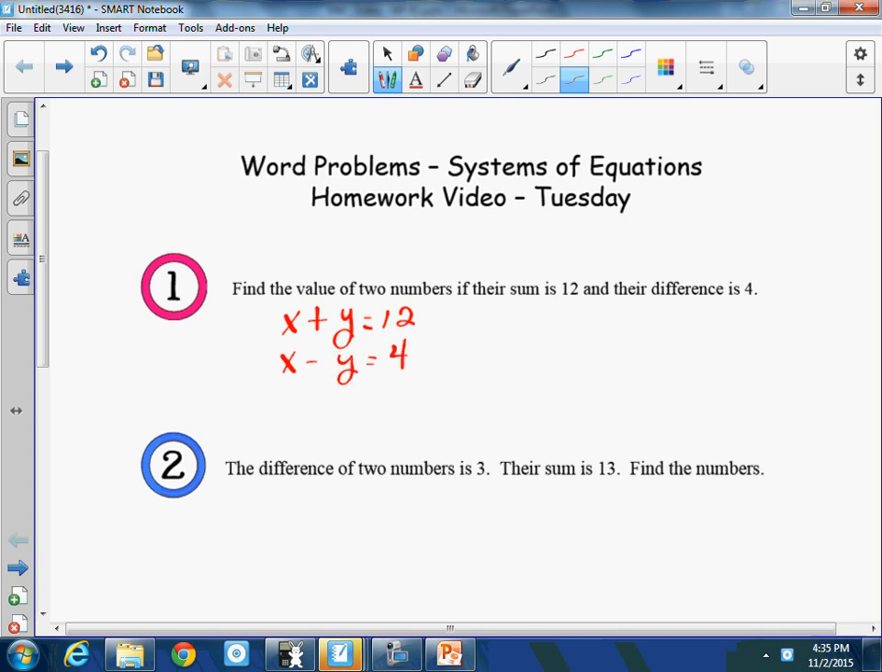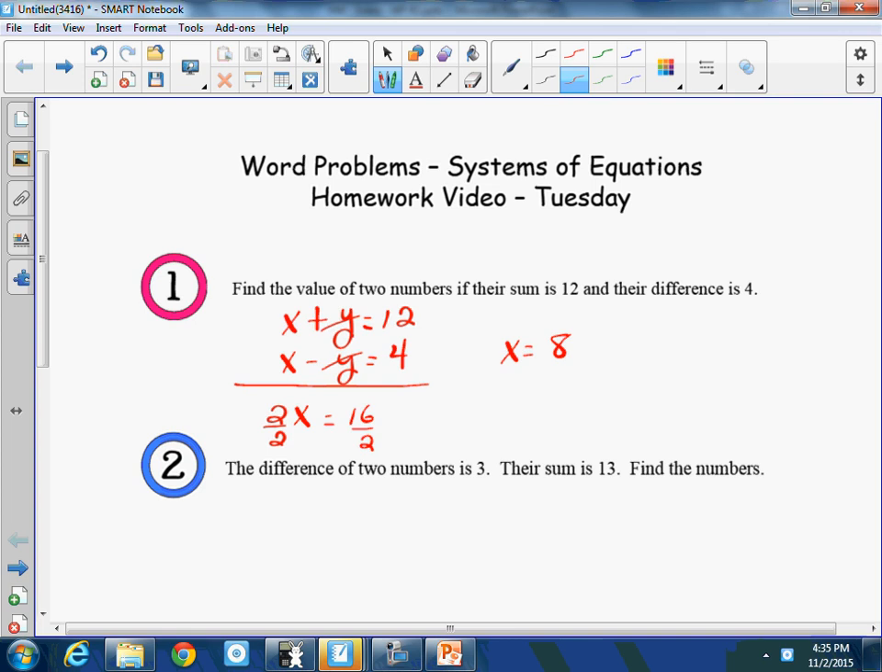We did some of these on Monday's class. We're going to go ahead and use elimination. That's the easiest one to do. x and x would be 2x, y and minus y, that cancels out. And then 12 plus 4 would be 16. Divide by 2. So x equals 8.